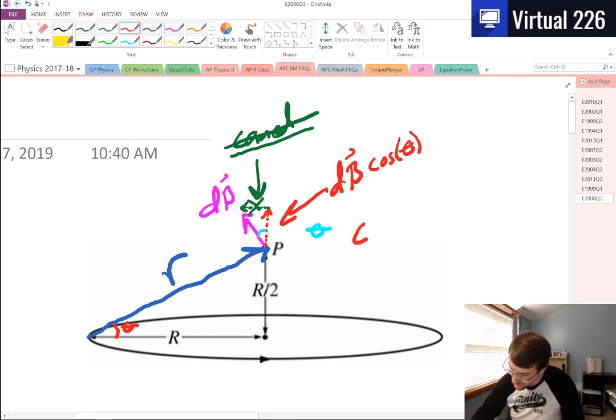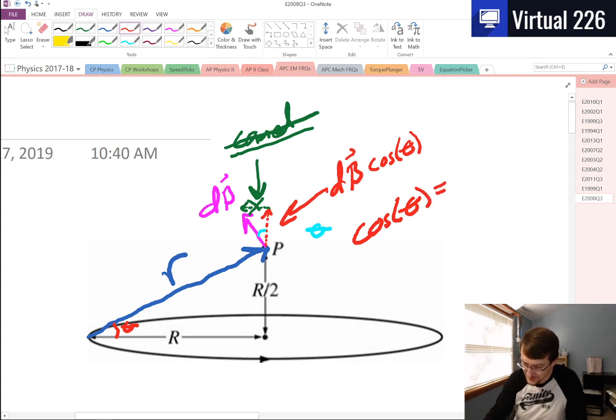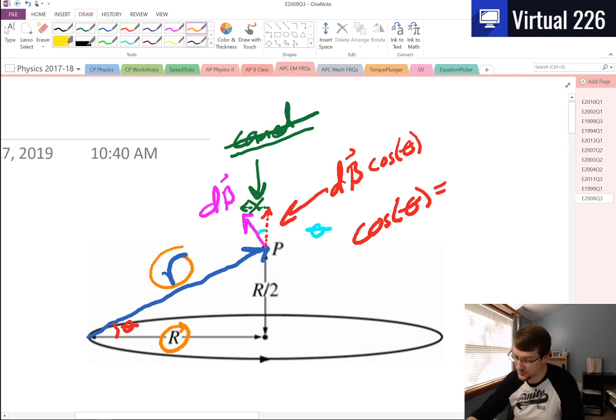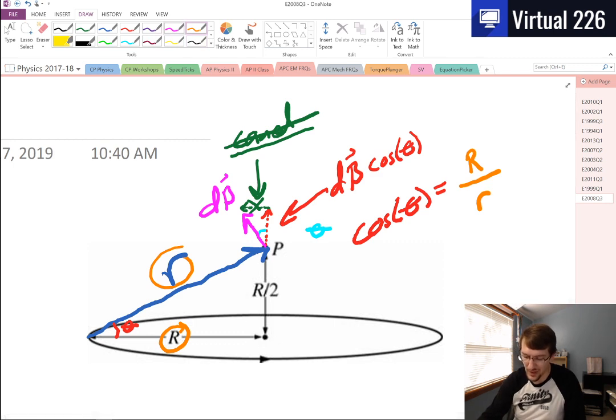Now, what is the cosine of theta here in this problem? Well, this is theta down here. Theta is, for a cosine, equal to an adjacent over a hypotenuse. Well, I have an adjacent and I have a hypotenuse here. So this cosine of theta is actually going to be equal to R over little r. Well, what's little r equal to? And why are we setting this up?